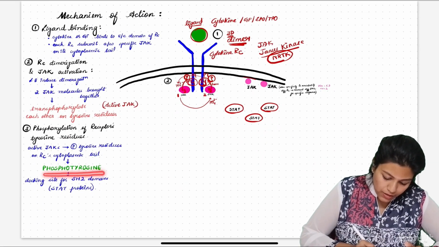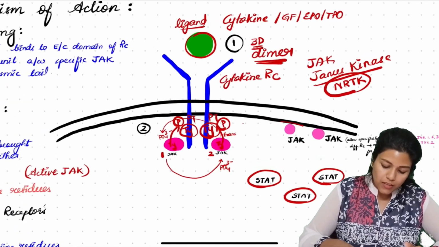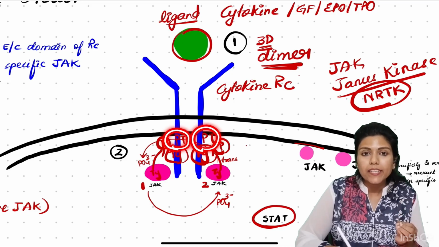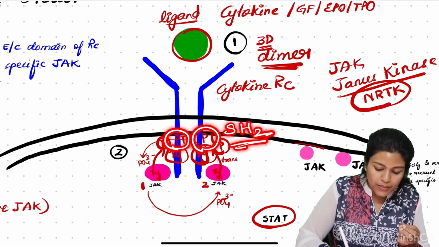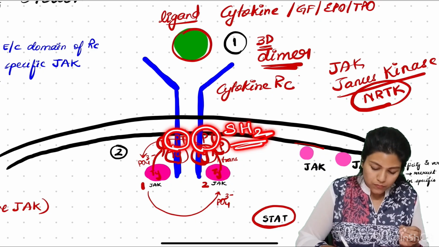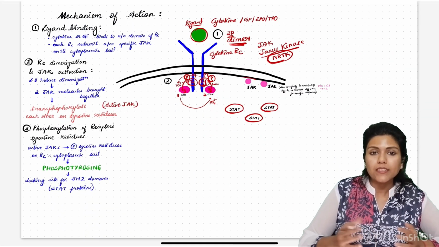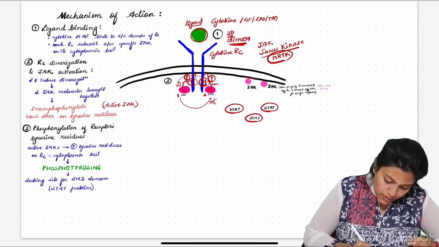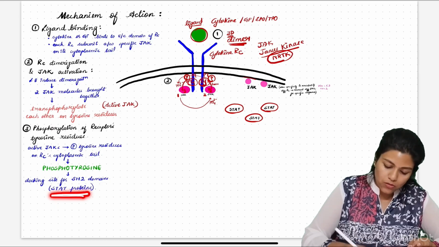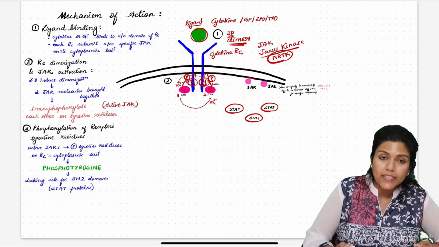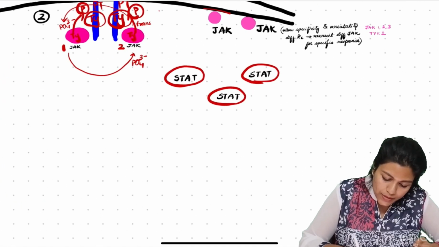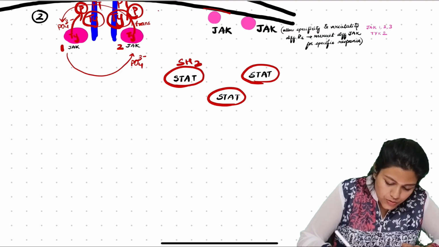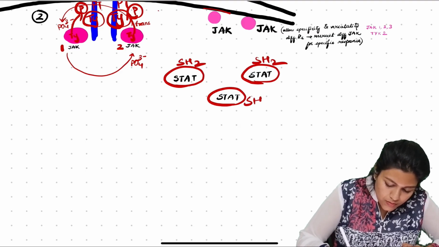This phosphotyrosine will act as a docking site, that means a binding site, for SH2 domains. These SH2 domains are present in certain other cytoplasmic proteins. Let's discuss now: these cytoplasmic proteins are the STAT proteins. SH2 domains are present on the STAT molecules.